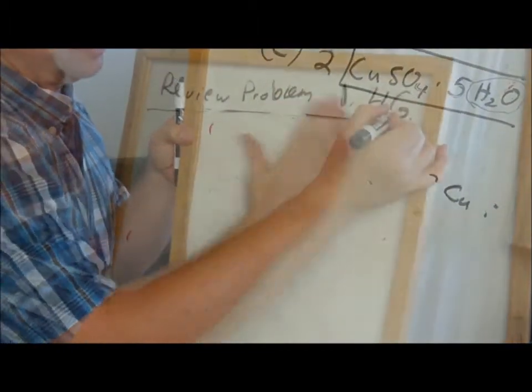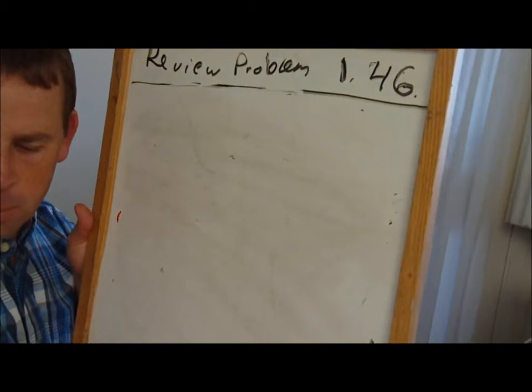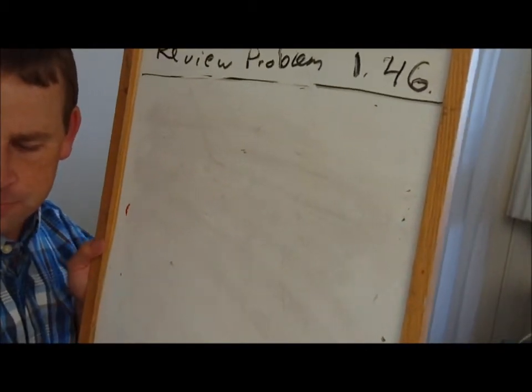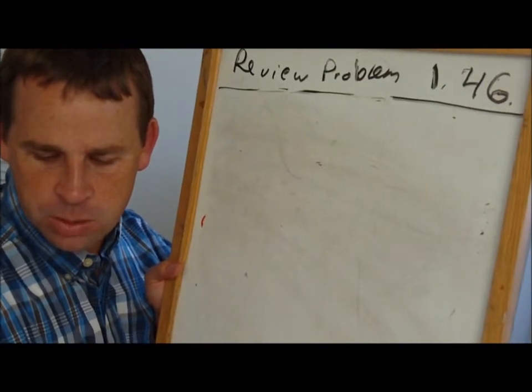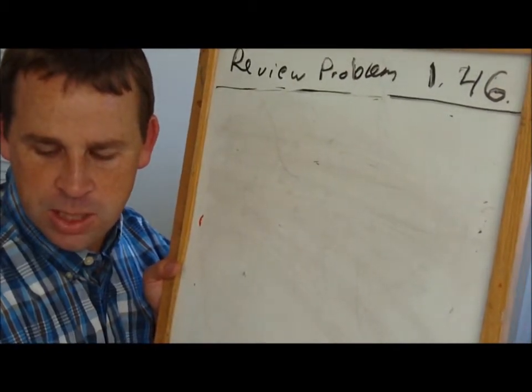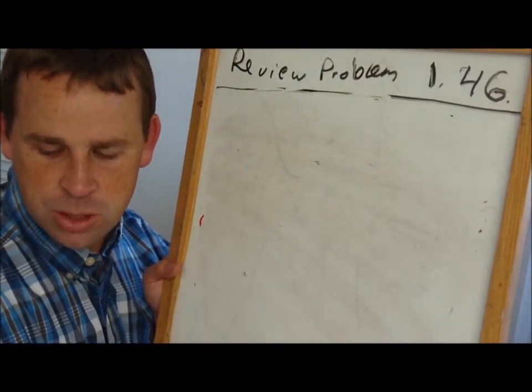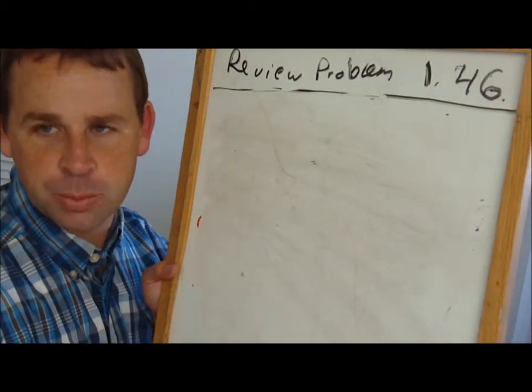All right. So now we're on problem 146. It says write the chemical formulas for the following molecules and explain how samples containing them can be chosen to demonstrate the law of multiple proportions.